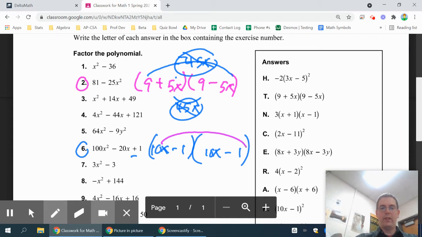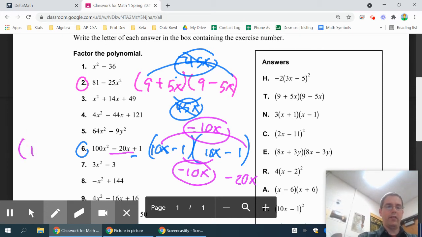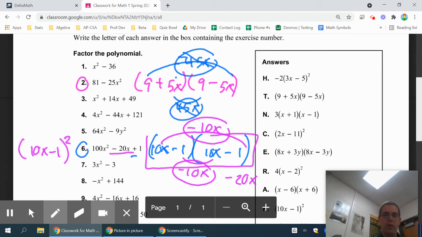So multiplying the 10 times the negative 1 is a negative 10x. Negative 1 times 10 is a negative 10x. You might be tempted to say they cancel, but negative 10x plus negative 10x makes a negative 20x, which matches what I had originally. So that means my correct answer is 10x minus 1, 10x minus 1, or the short way to write that is 10x minus 1, parentheses squared, which means the same thing as what I had in blue there. It's just a shorter way to write it with the square.